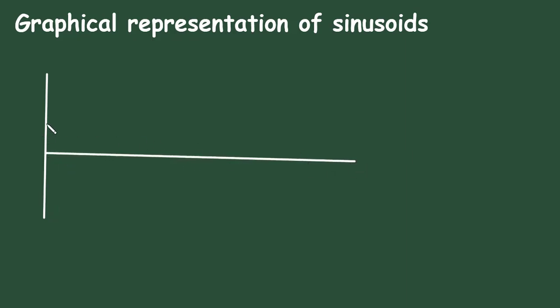In this video, we will see graphical representation of sinusoids. So first of all, let's draw sinusoids. Let's assume this is V of t and this is omega t. Now let's draw first of all sine function. So it will be something like this.